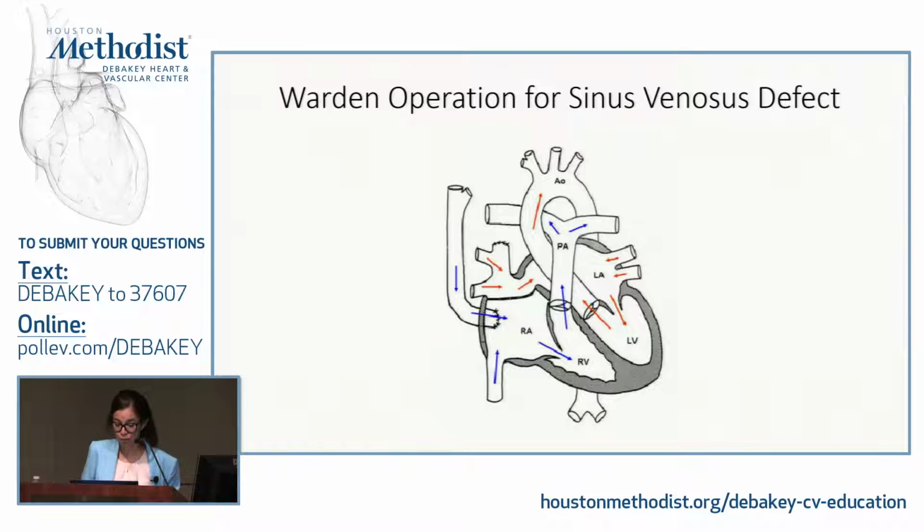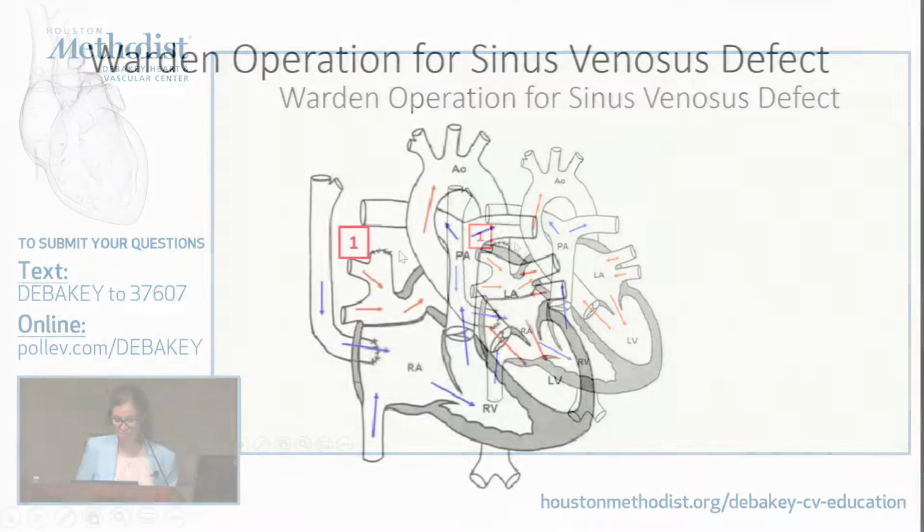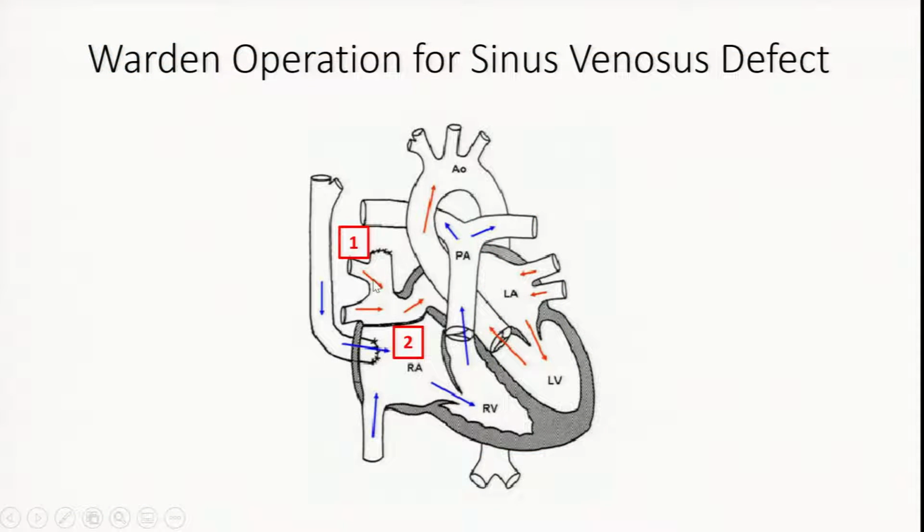So you will see both. And I'll quickly show you this. The Warden operation involves division of the SVC, right? So this was the SVC coming here, and it got divided. Okay, that's the first step. The second step is baffling the pulmonary vein or veins that were coming to the SVC, to the LA. And then the divided SVC gets anastomosed to the right atrial appendage. So that's the third step here.